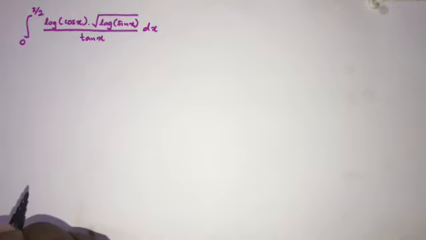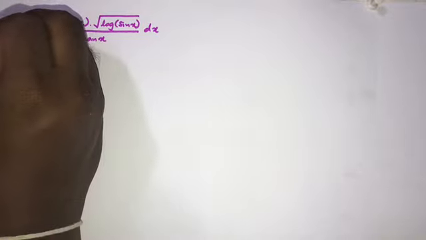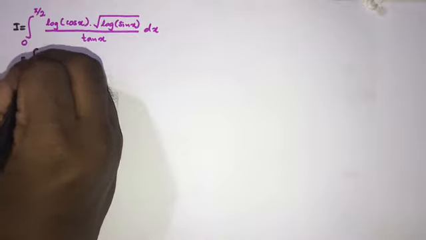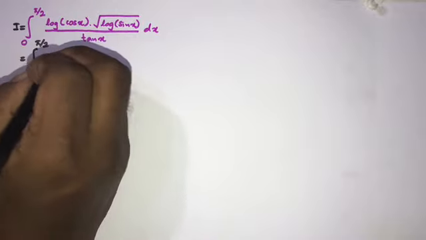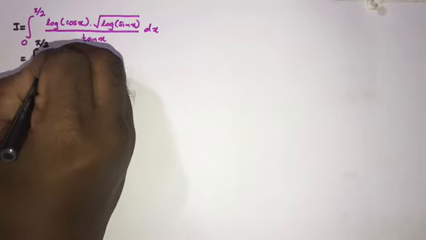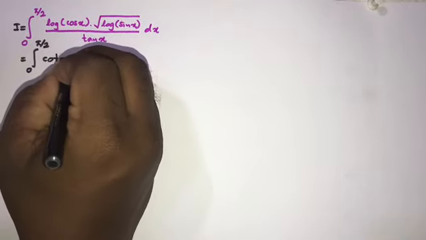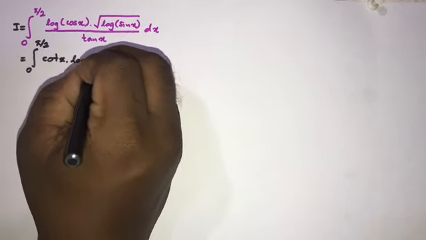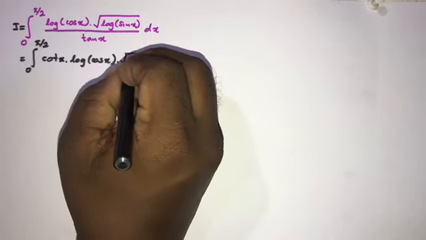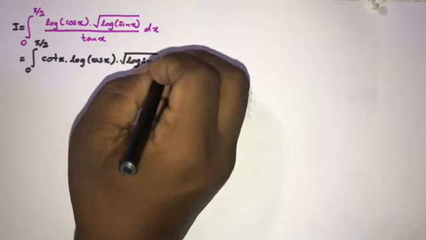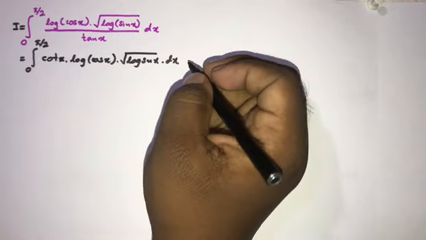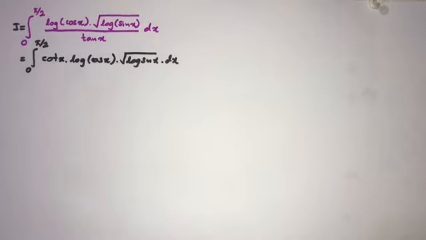Well, how to begin? First I am going to take this integral equal to I, and then we can write this as the integral from 0 to pi over 2. Now 1 over tan of x, we know, is cot of x, so here cot x, then natural log of cosine of x, the square root of natural log of sine of x dx. Okay, then we can take a substitution.